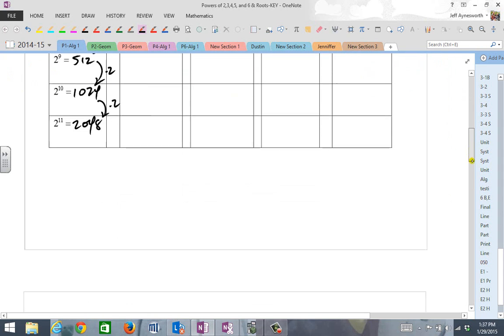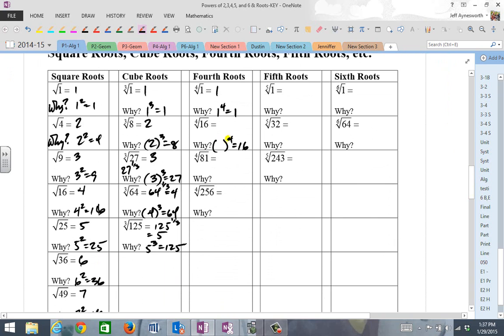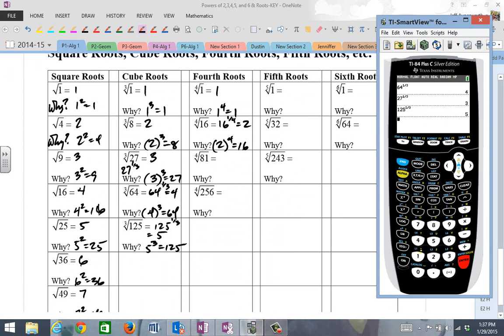Okay. So we've got 2 to the 4th is 16. So the answer's got to be 2. Now that's the same thing as taking 16 to the 1/4 power, and you get 2. Let's verify that. 16 raised to the 1/4 power this time, because the fourth root is the 1/4 power, and you get 2.